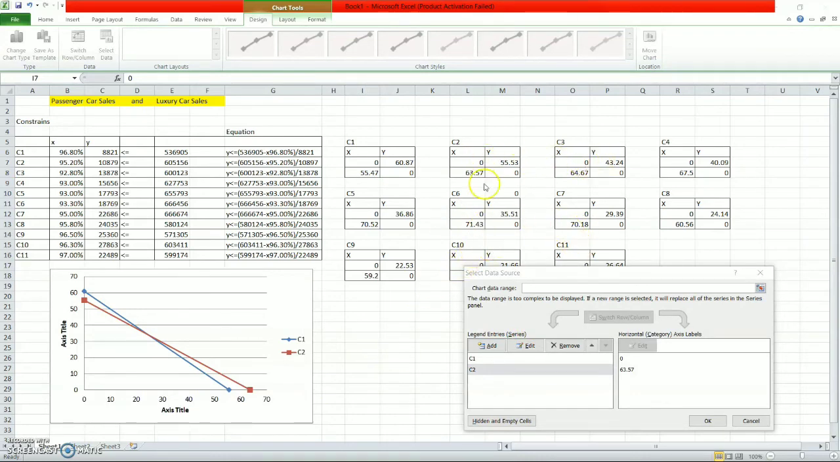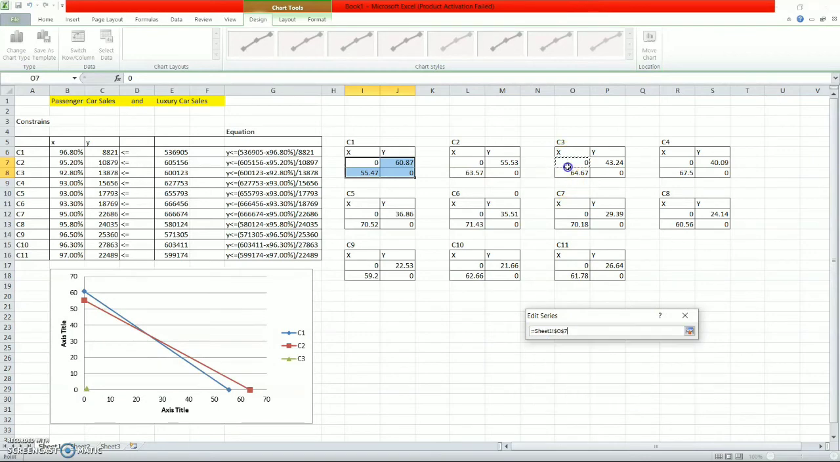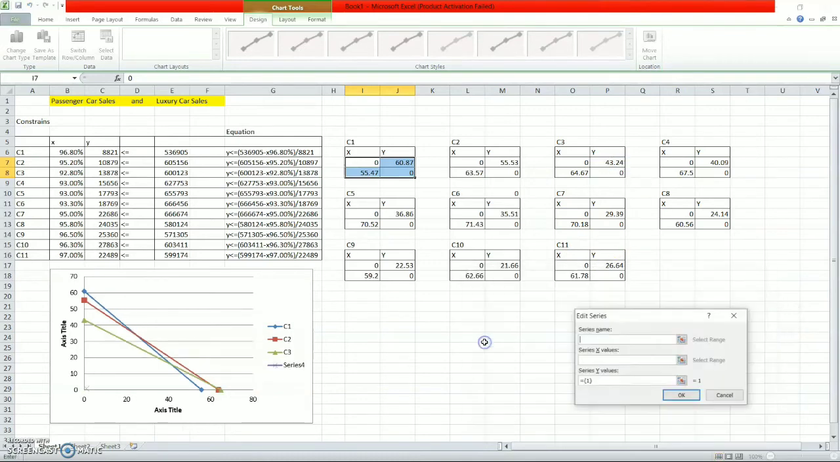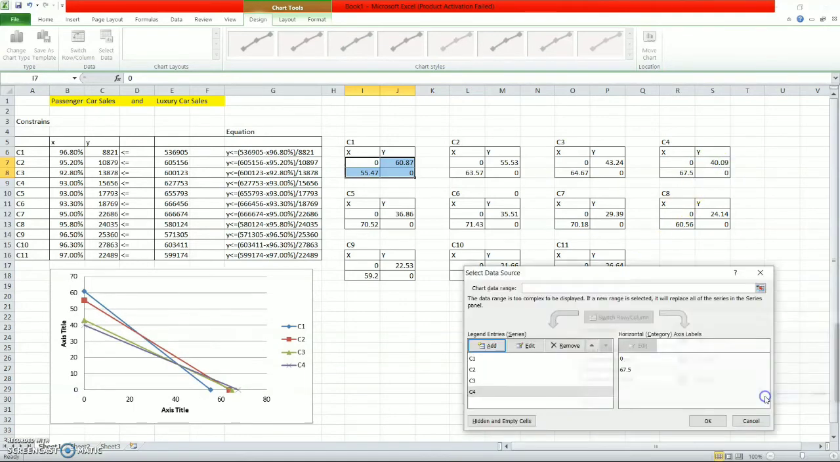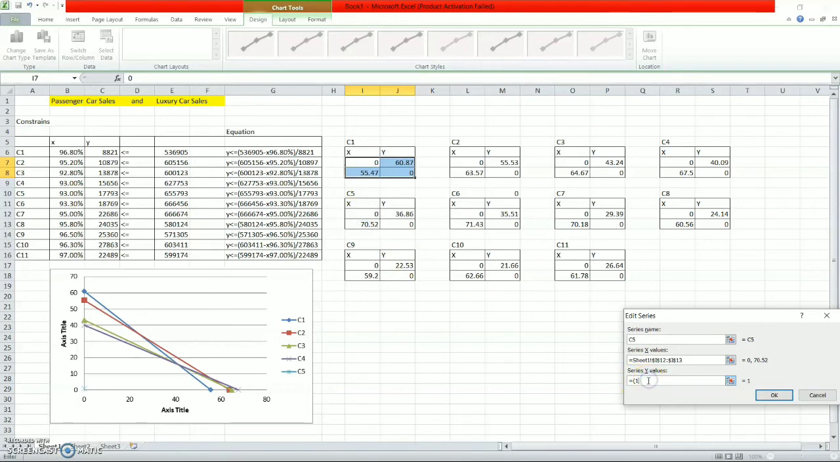We need to add the whole like this way. So now I will again click add, then this will be C3, and the X values are this, and the Y values are this. And then again we need to add C4, and the X values are this, and the Y values are this. Then again we need to add C5, the X values are this, and the Y values are this.